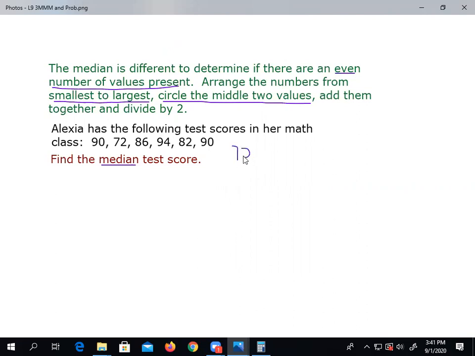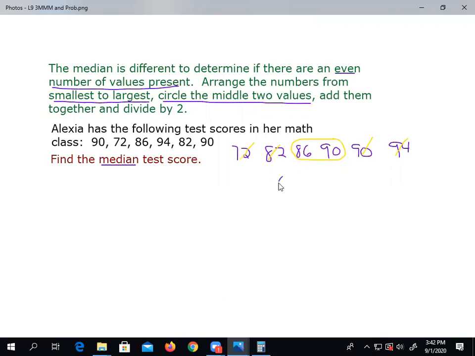So I'm seeing a 72, an 82, an 86, a 90, and a 90. And then there's a 94. So again, to find the median, we work our way to the middle. So we mark off the outer ones, and thus now we're left with 2 middle ones. So we want to circle those middle 2 values. So then our strategy turns into finding the average of these 2.